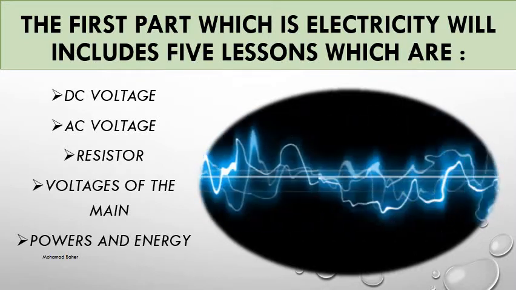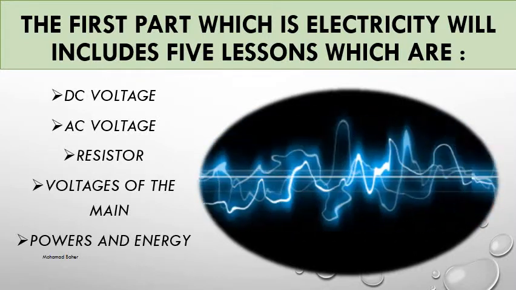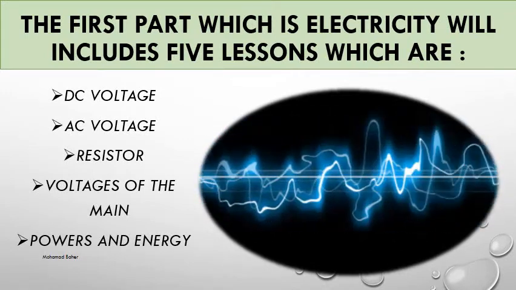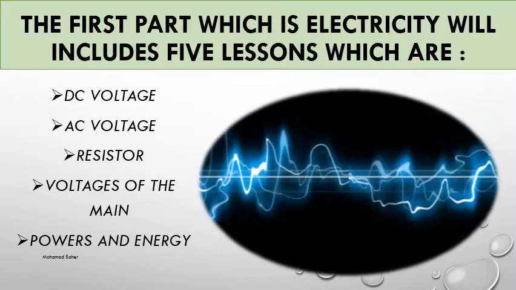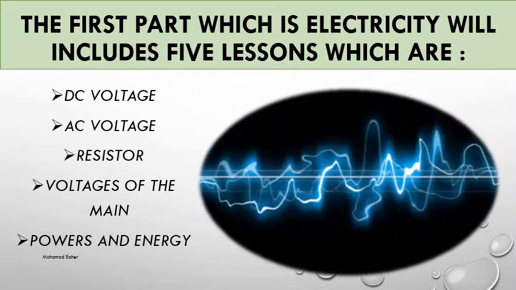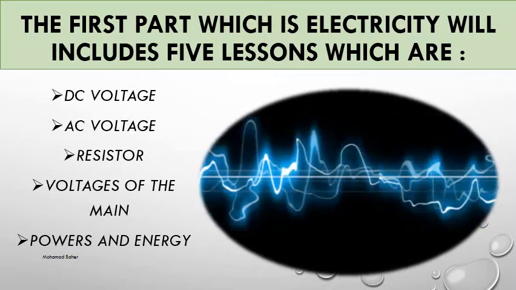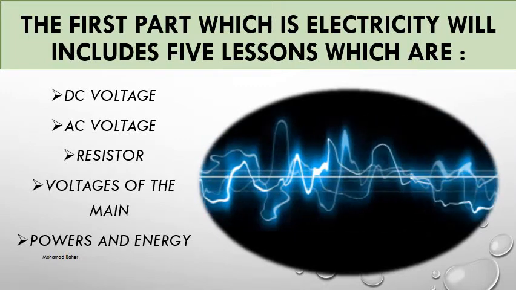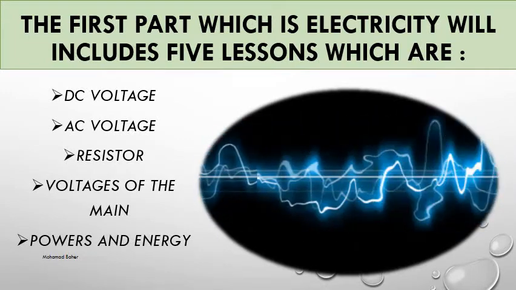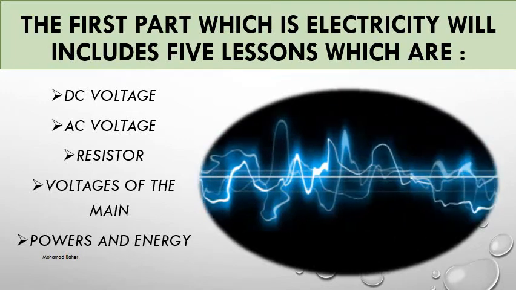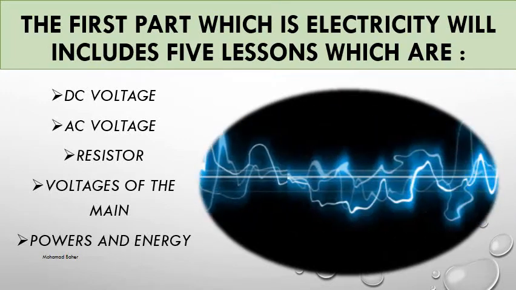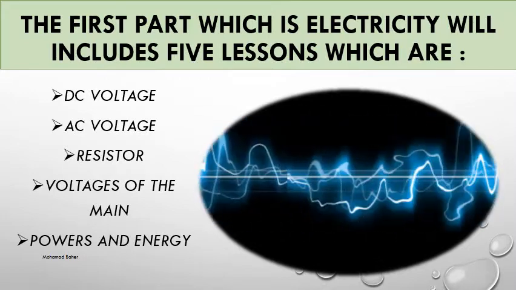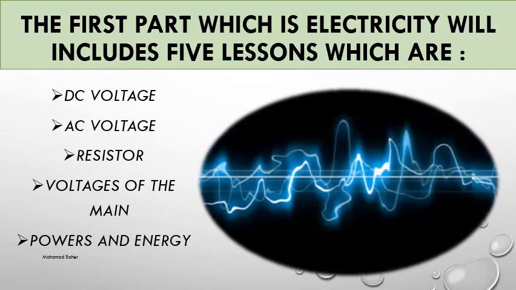The third one, which is the resistor, it talks about the usage of resistor and Ohm's law to calculate the resistance of each resistor. It is a new lesson for you, but surely it is a simple lesson. The fourth lesson, which is the voltage of the main, it is a very simple lesson and a small one. And the last one, powers and energy, also it is very simple lesson and we will talk about it in the next lectures.